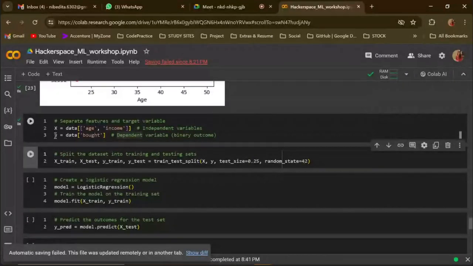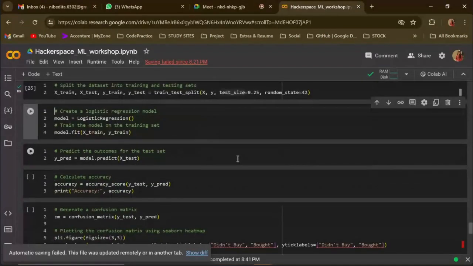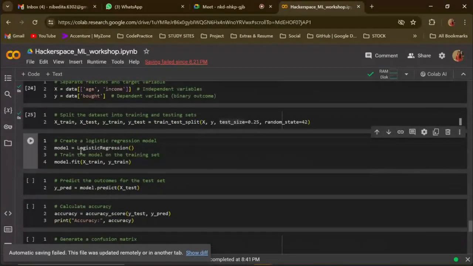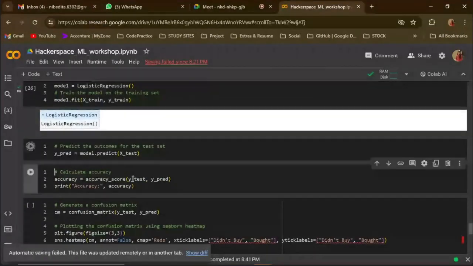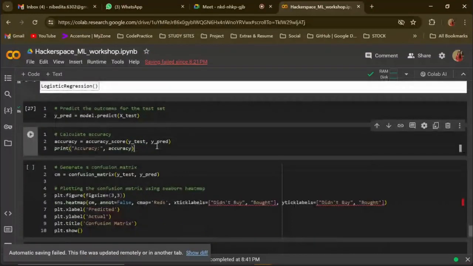So we have defined x as age and income, and y as the bought data. Now I'm again dividing the data into training and testing, but this time not 20%. I'm using 25% testing data and 75% training data. Now I define the logistic regression model and train it with the training data. The model has been trained, so let's predict and see the accuracy.